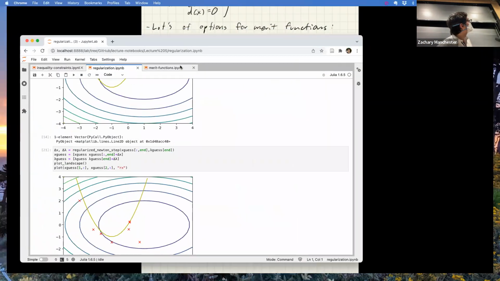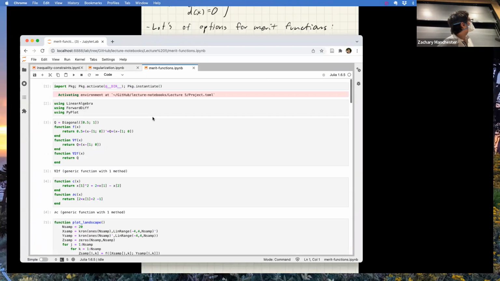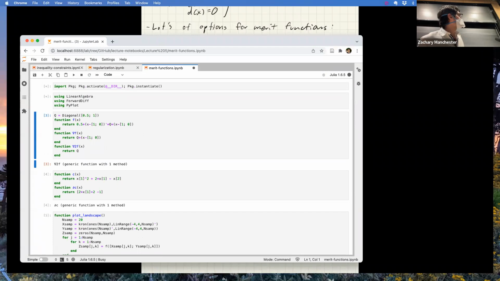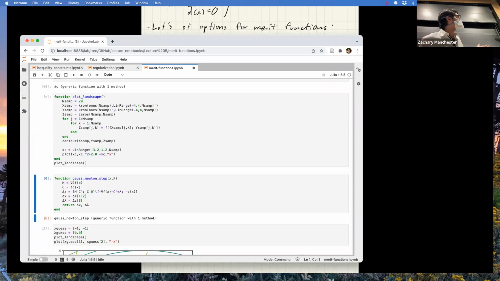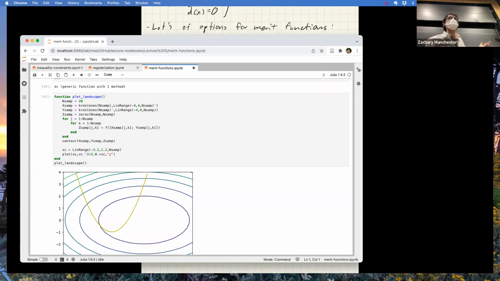Okay, so merit functions. Let's go look at some merit functions. What we're going to do is the same problem as before: quadratic objective, quadratic equality constraints. Same picture as last time.